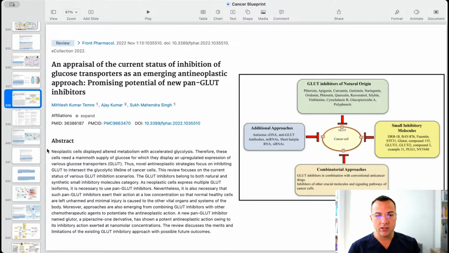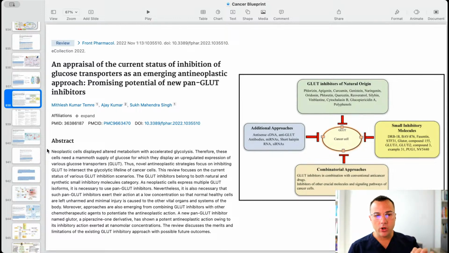As neoplastic cells express multiple GLUT isoforms, it is necessary to use pan-GLUT inhibitors. Nevertheless, it is also necessary that such pan-GLUT inhibitors exert their function at a low concentration so that normal healthy cells are left unharmed and minimal injury is caused to the other vital organs and systems of the body. Again, this could probably be completely mitigated by being on a ketogenic diet first and foremost, getting those other tissues that rely on glucose in a standard American diet keto-adapted, and then using a pan-GLUT inhibitor. But I'm going to digress.